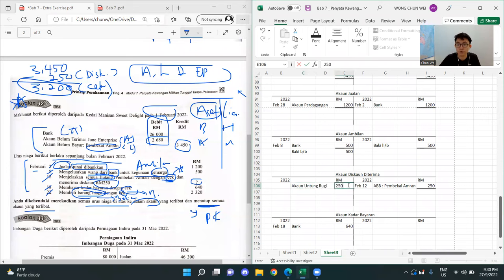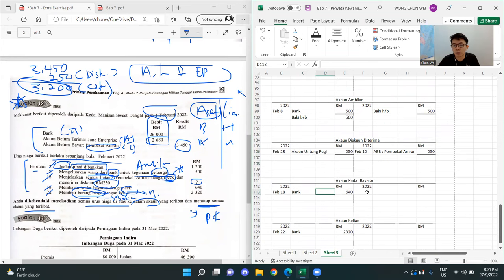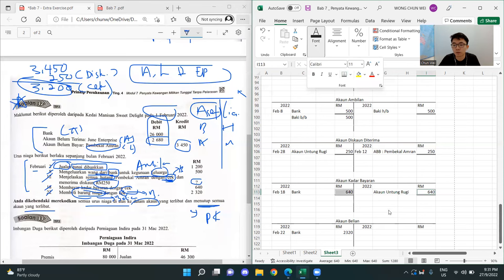So 250. Last date February 28th. Then kadar bayaran, all this is like what your belanja account untung rugi lah. 640. So all this is tutupkan at the line February 28th.